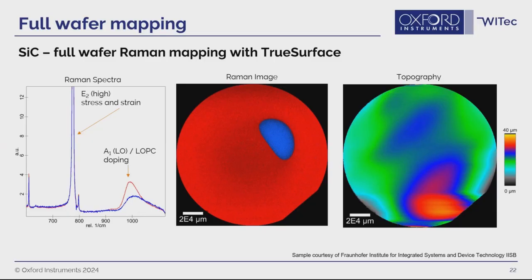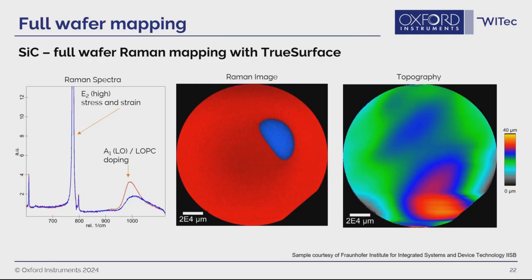On the left, you see typical silicon carbide Raman spectra. For data evaluation, we concentrate on the E2 high band, which is stress and strain sensitive, and the A1LO/LOPC mode, which is doping sensitive.